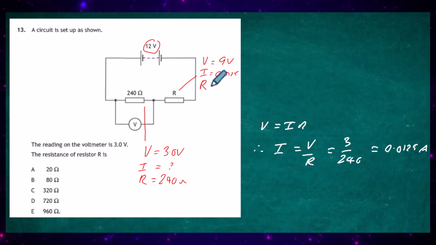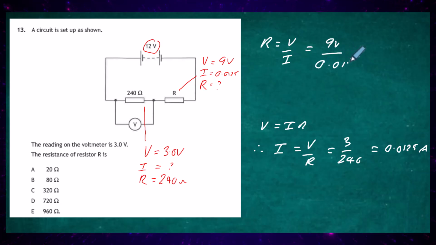And look again, we've got to find only one thing out of 3, and that's the resistance. So we go to our equation, we know that resistance is equal to voltage divided by current. We know the voltage across this resistor is going to be 9 volts, and we know the current going through it is the same as the current going through here, 0.0125. So if we do the calculation for that, we get a value of equal to 720 ohms.